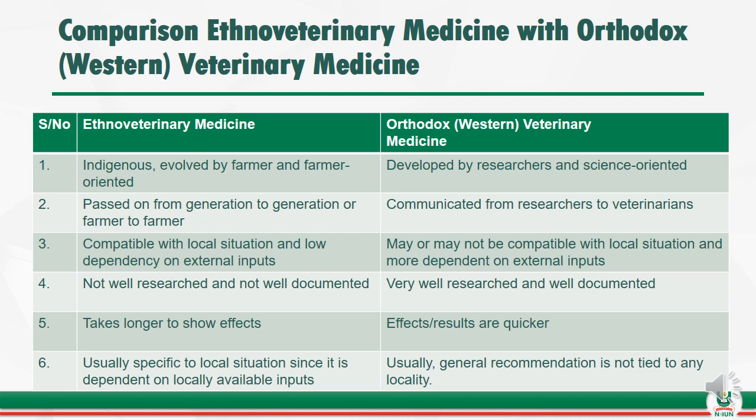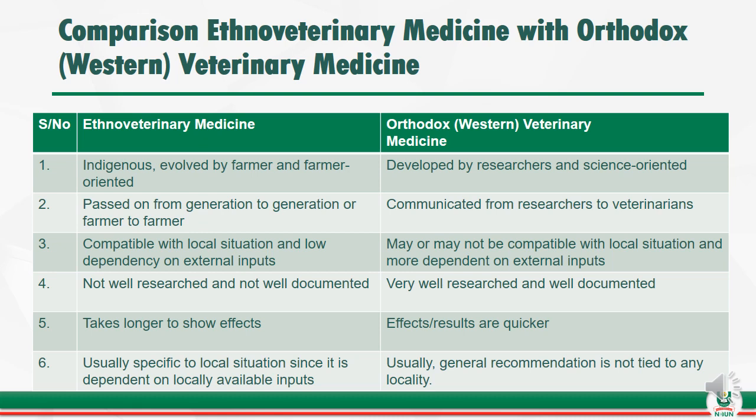Number 2, it is passed on from generation to generation or from farmer to farmer under ethno-veterinary medicine, while it is communicated from researchers to veterinarians under orthodox veterinary medicine. Number 3, ethno-veterinary medicine is compatible with local situations and has low dependency on external inputs, while orthodox veterinary medicine may or may not be compatible with local situations and is more dependent on external inputs.